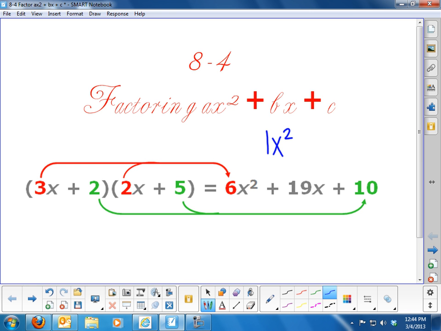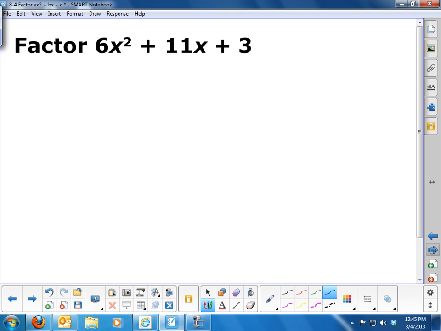So as you notice here from the example that's on the screen, if I multiply 3x times 2x, that gives me my 6x squared. When I multiply my 2 times the 5, that's 10. But notice now that 10 plus 6 is not this 16. That is because we have now this coefficient in front of this 6. So we have a little bit more to work with. So let's look at this example right here.